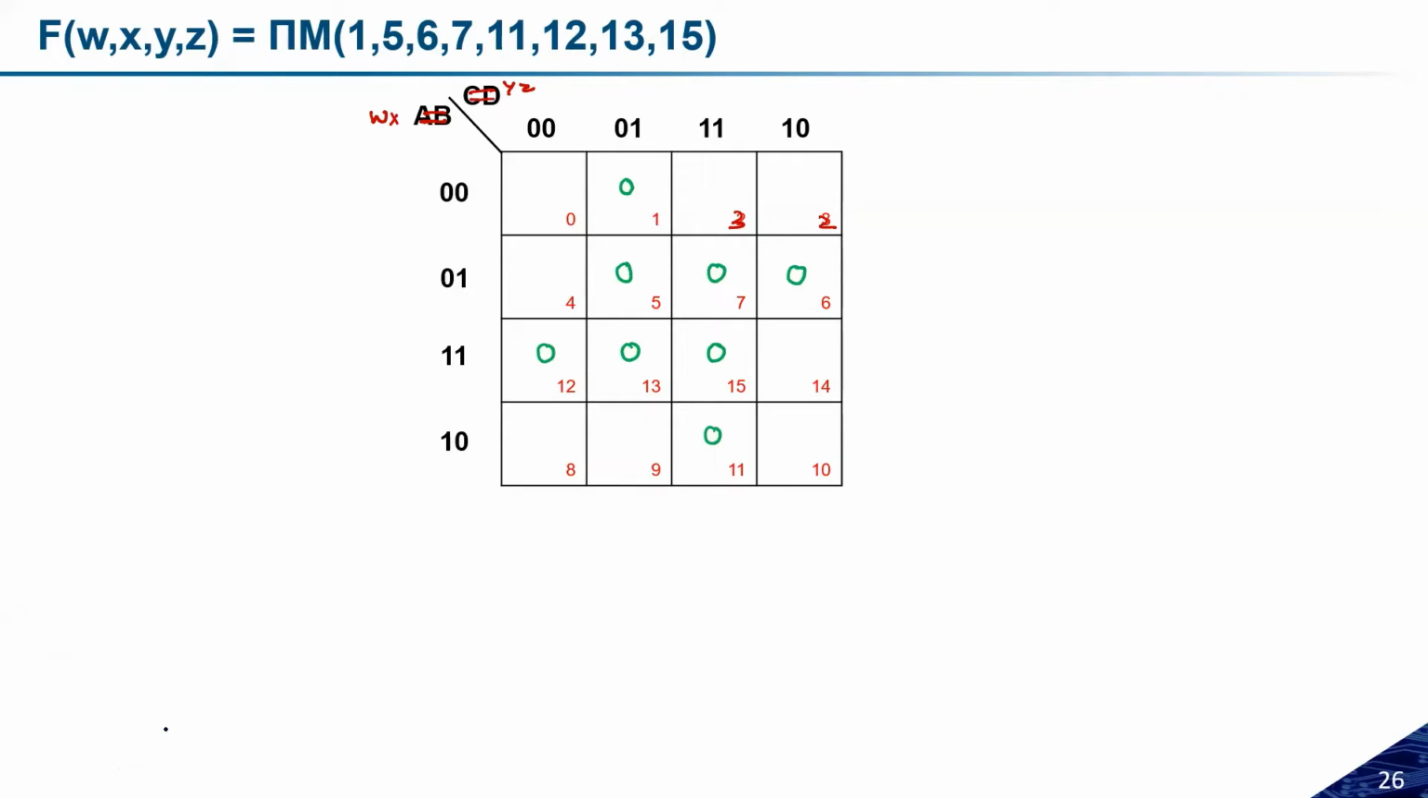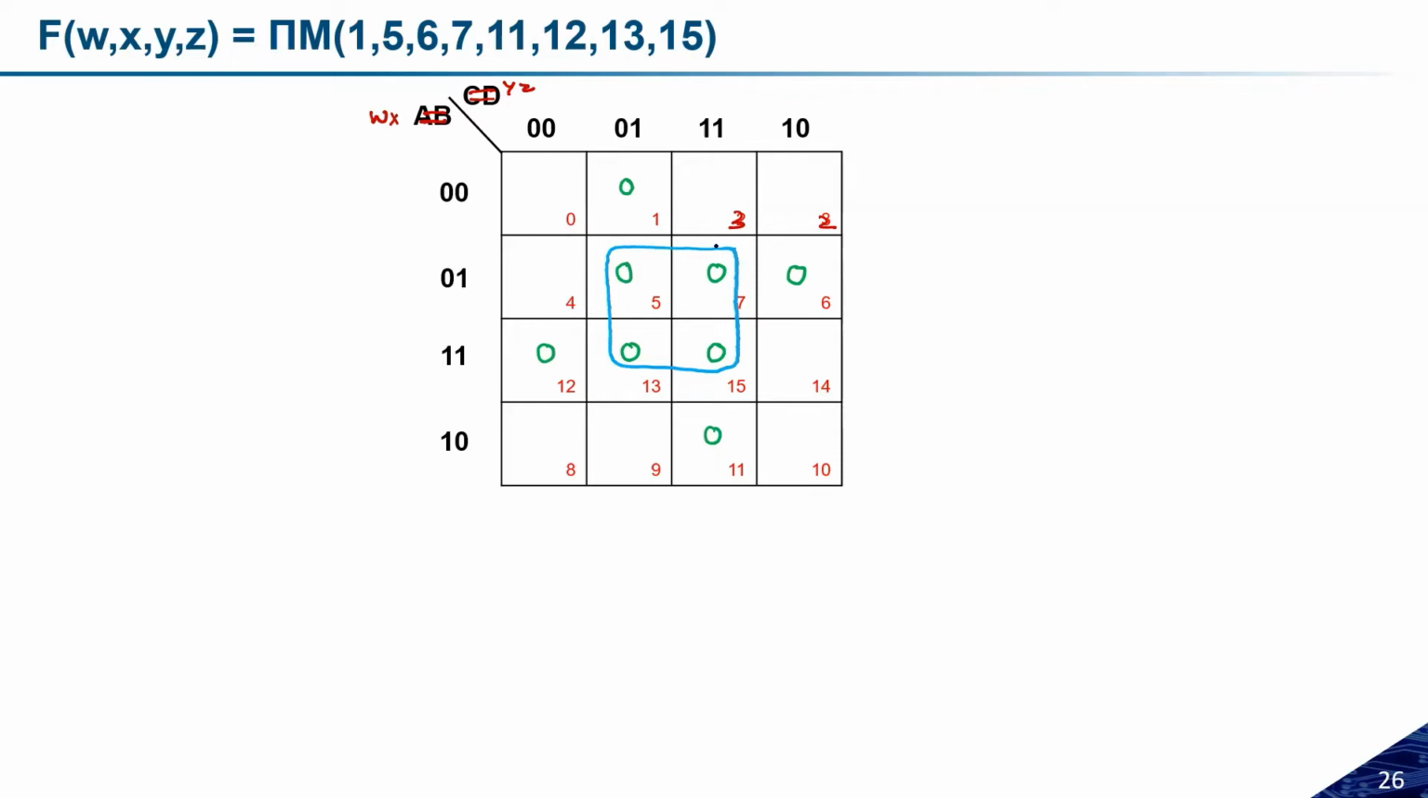5, 7, 13, 15. Perfect. 5, 7, 13, 15. That gives you the maximum number of zeros that we can make the quad. Okay. So here, this is the first one which we can make. Okay. This is the first pair.